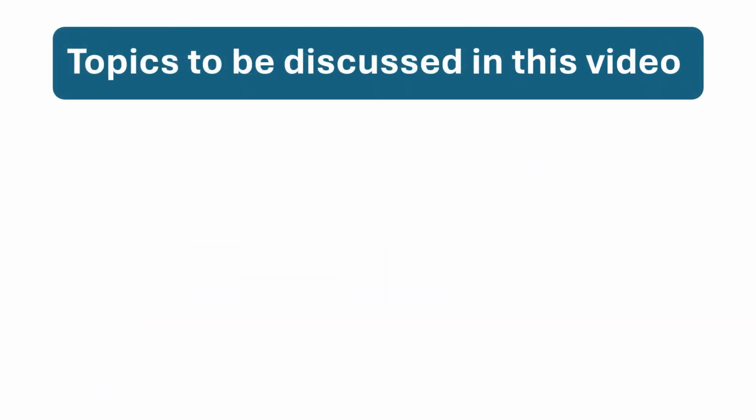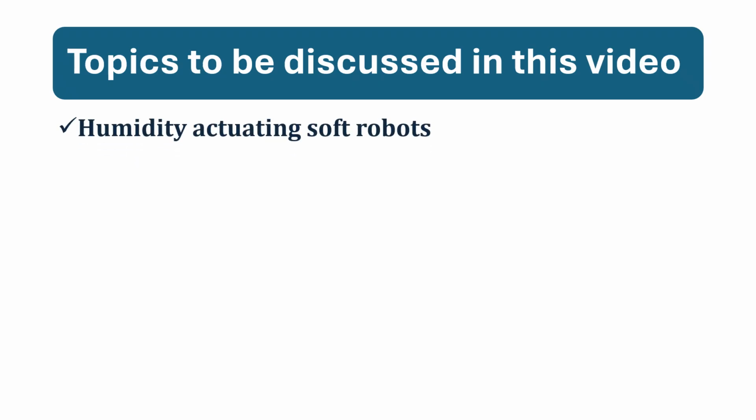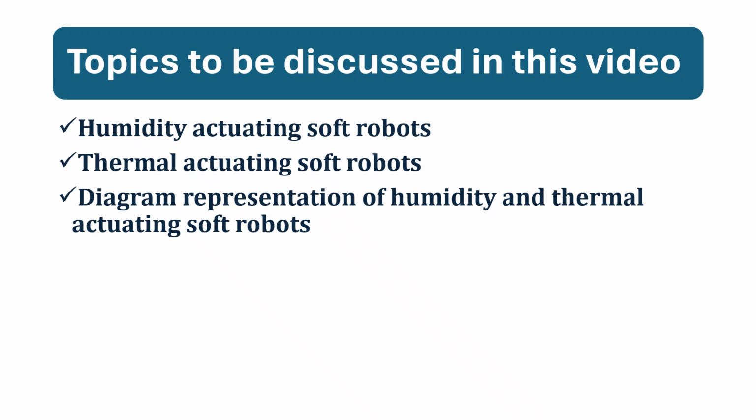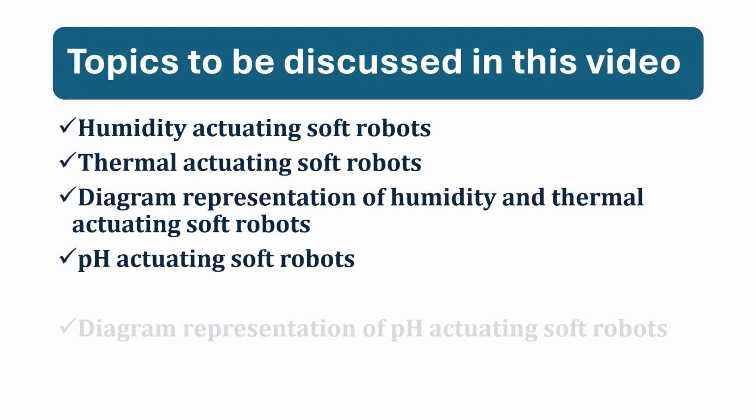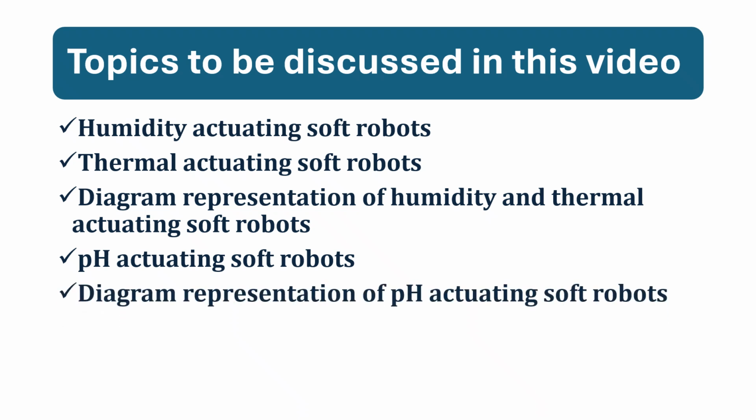So, the topics to be discussed in this video. Number one is humidity actuating soft robots. Secondly, we will discuss thermal actuating soft robots. Next, we have the diagram representation of humidity and thermal actuating soft robots. Then we have pH actuating soft robots, and the diagram representation of pH actuating soft robots. I hope you got it.